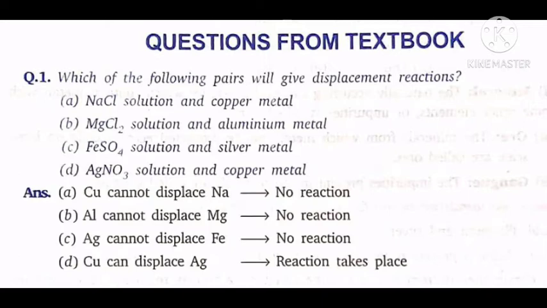Answer. A. Copper cannot displace Na, so no reaction. B. Aluminium cannot displace Mg, so no reaction. C. Ag cannot displace Fe, so no reaction. D. Copper can displace Ag, so the reaction takes place.